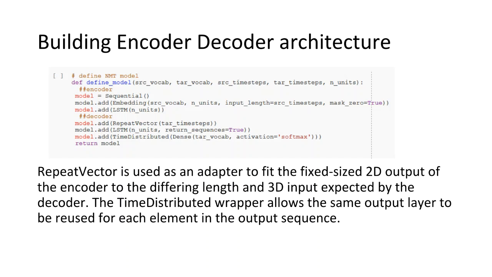So we can solve this by using the repeat vector layer. The repeat vector layer simply repeats the provided 2D input multiple times to create a 3D input. The repeat vector layer is used as an adapter to fit the encoder and decoder parts of the network together. The time distributed wrapper allows the same output layer to be reused for each element in the output sequence.